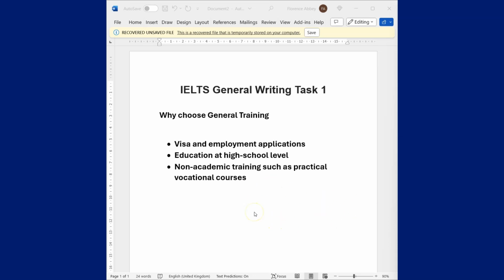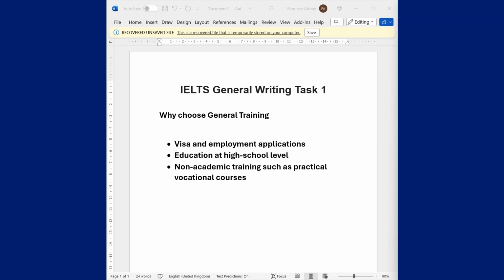Now, there are a few differences between the academic and general. For the academic, if you're entering into a particular employment line, professional jobs like doctor, nurses, law, teaching, and other professional work, then you need the academic, especially if you want to go to the UK and other countries. And also, if you're going to educate yourself above degree level, then you need academic.